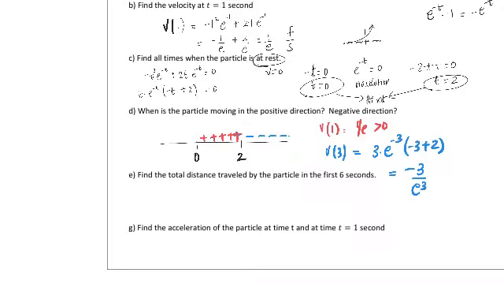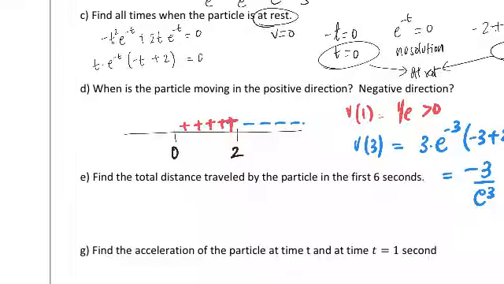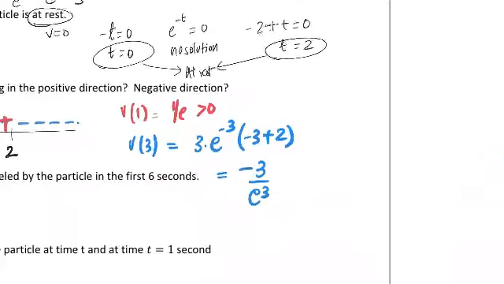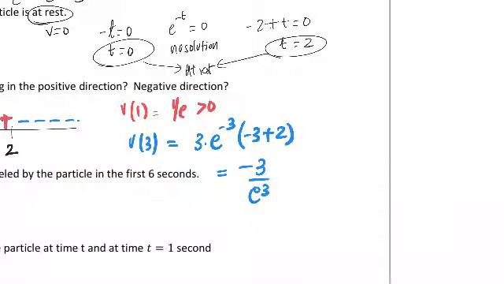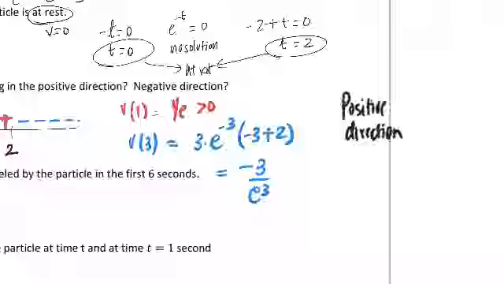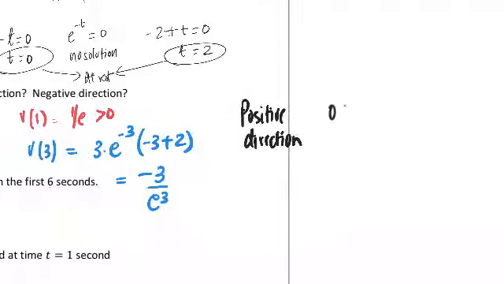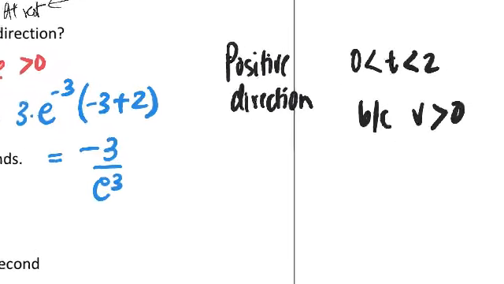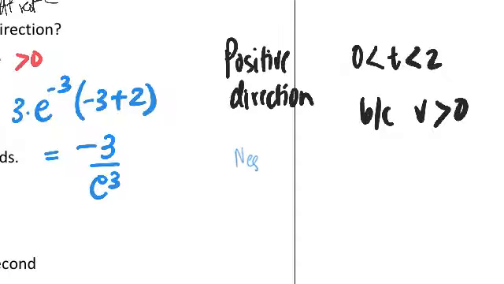So we would say that we are moving in the positive direction here. Let me say it over here. They asked for both. So positive direction, or when are we moving forward, right, or upward? That would be from 0 to 2, because v is greater than 0. And then we'd be moving in the negative direction for t greater than 2. And that's because v is less than 0 on that stretch, okay?